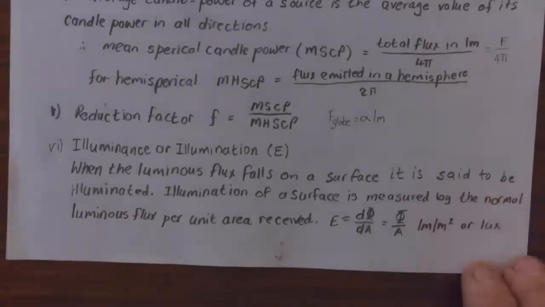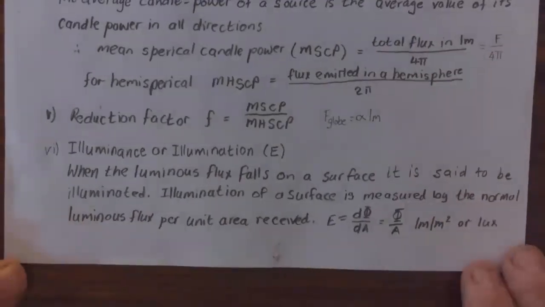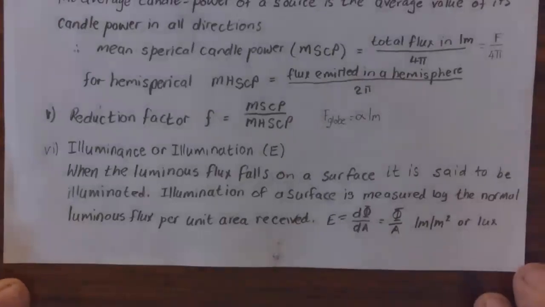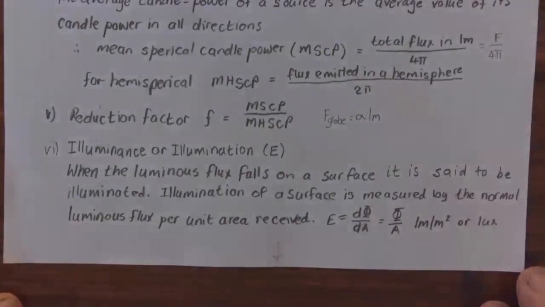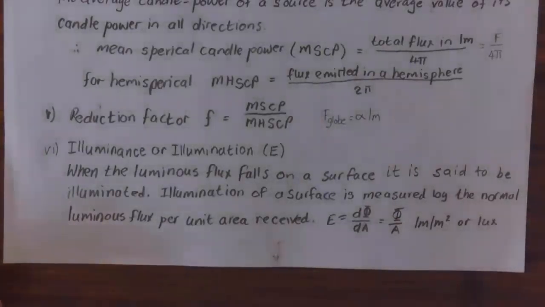Now the illuminance or illumination is E. When the luminous flux falls on a surface, it is said to be illuminated. Illumination of a surface is measured by the normal luminous flux per unit area received. Now that normal means it's perpendicular. E is d phi divided by dA, or the flux divided by the area, which gives us lumen per square meter, or lux.